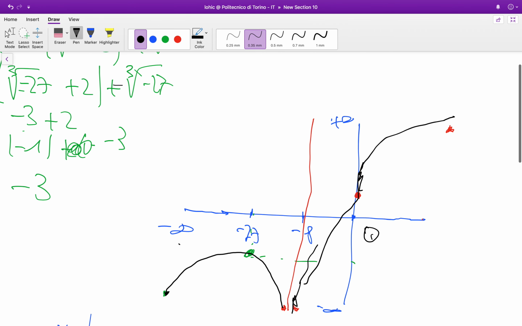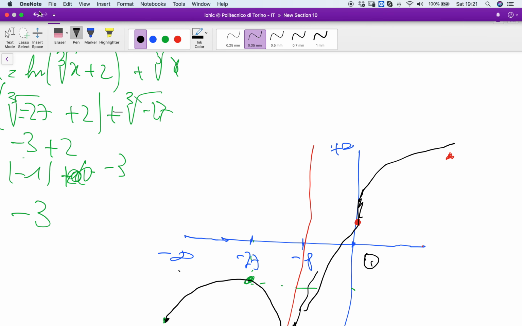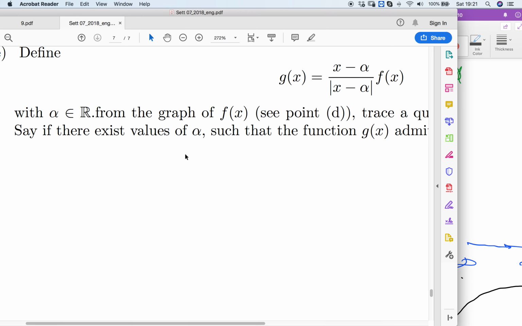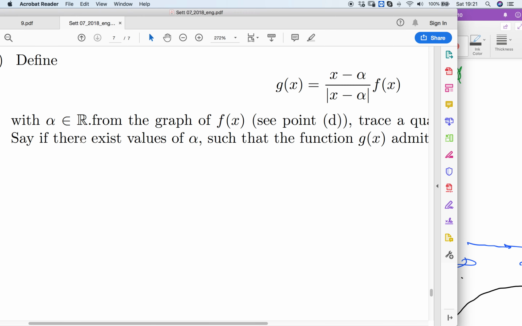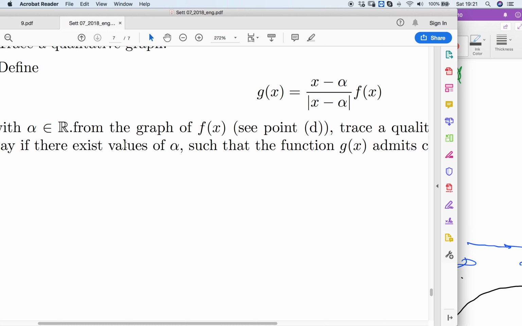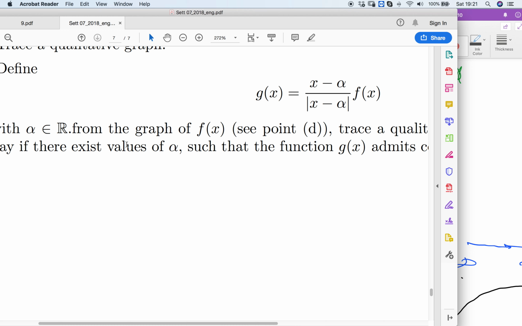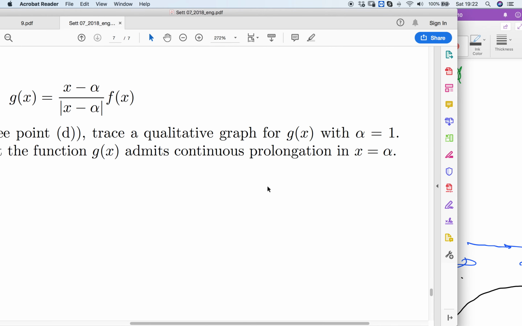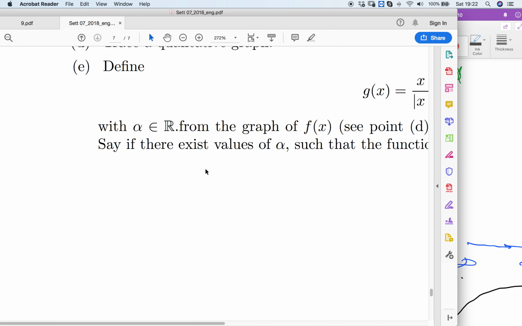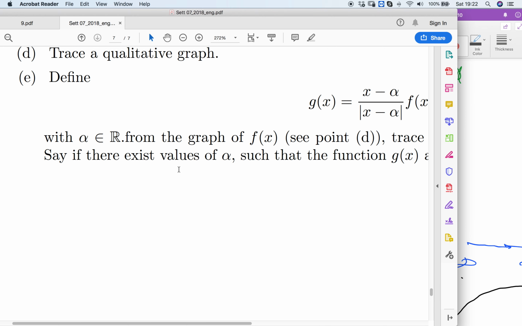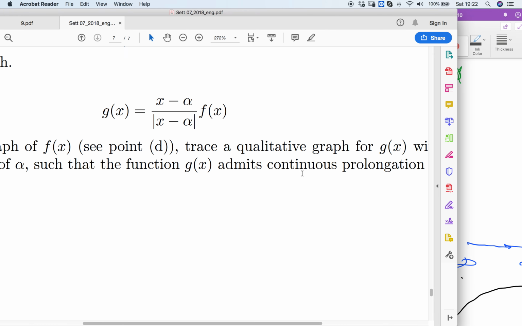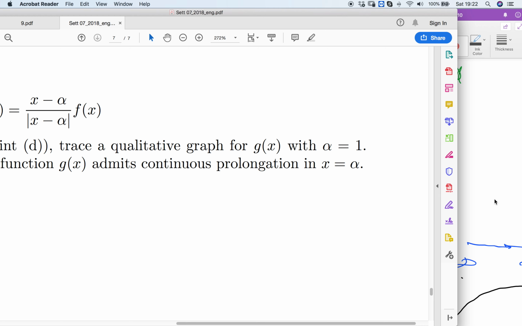So okay, once this is done, the last question is: we define the function g of x given by this expression, with alpha belonging to R. From the graph of f, trace a qualitative graph of g of x with alpha equal to 1 first, and then say if there exist values of alpha such that the function g of x admits a continuous prolongation at x equal to alpha.